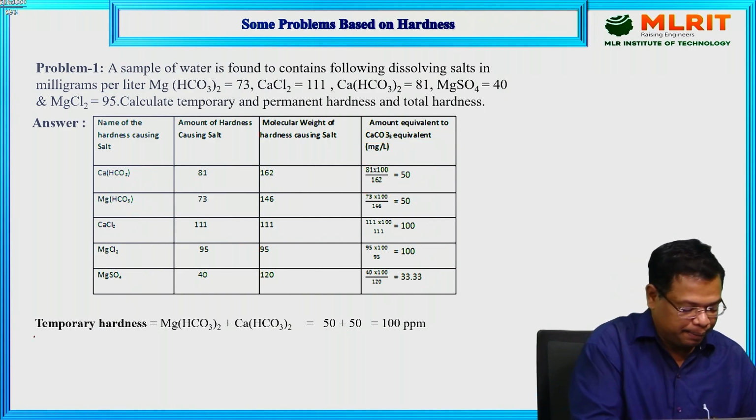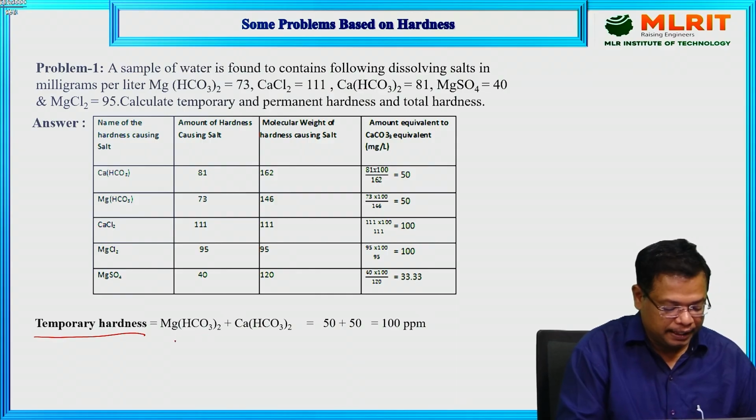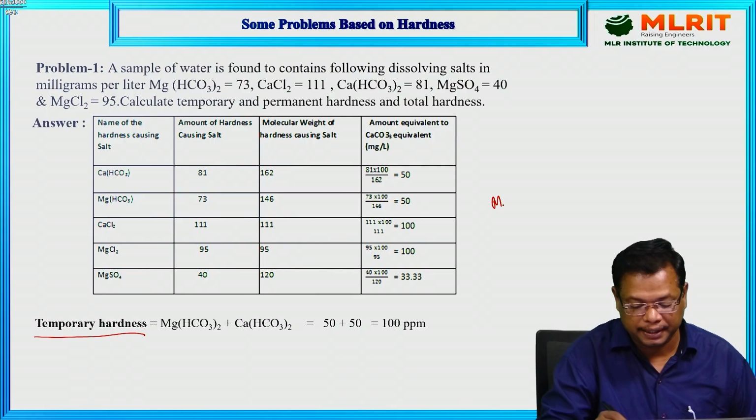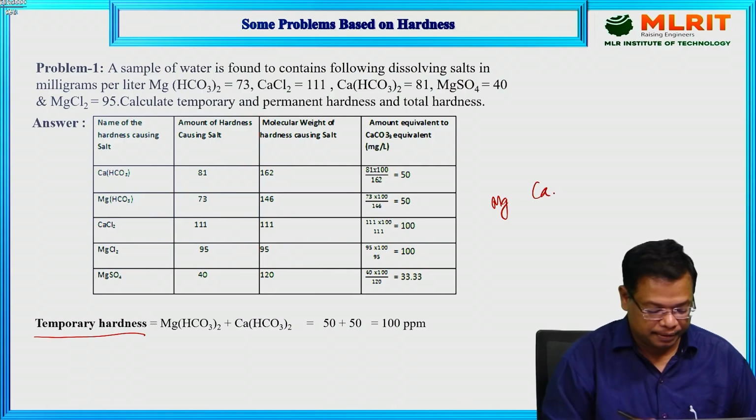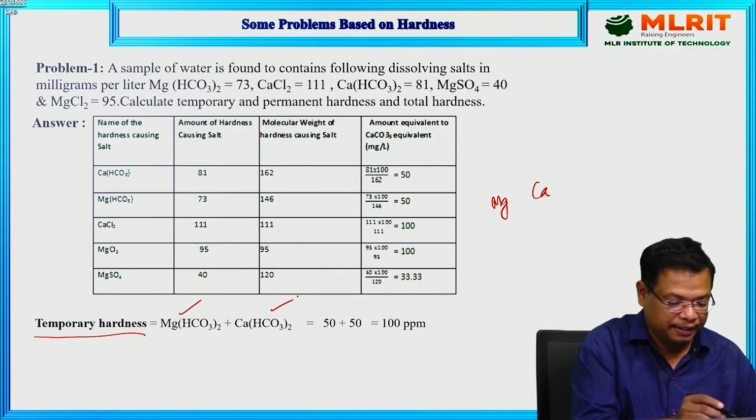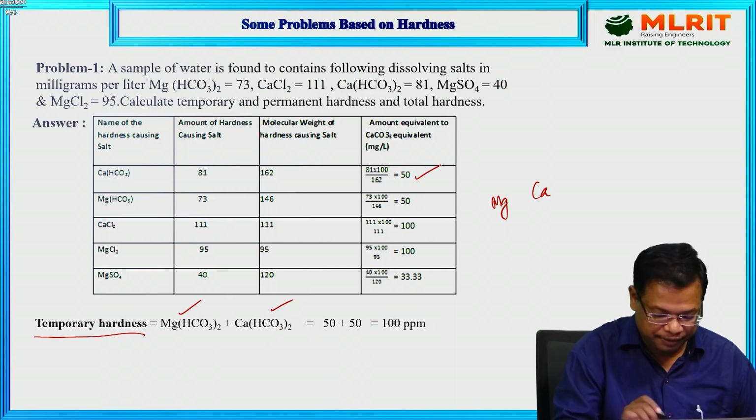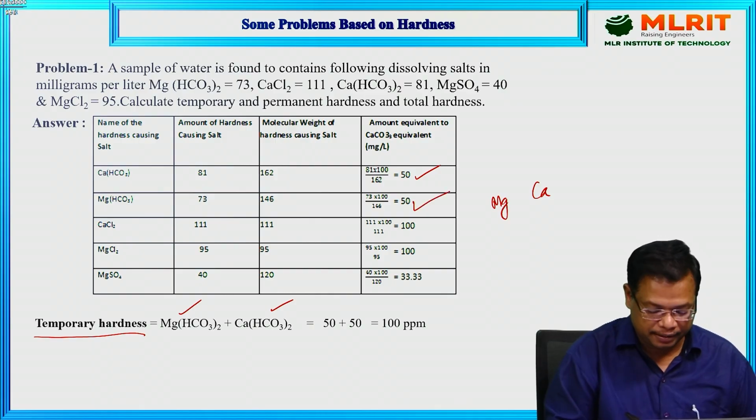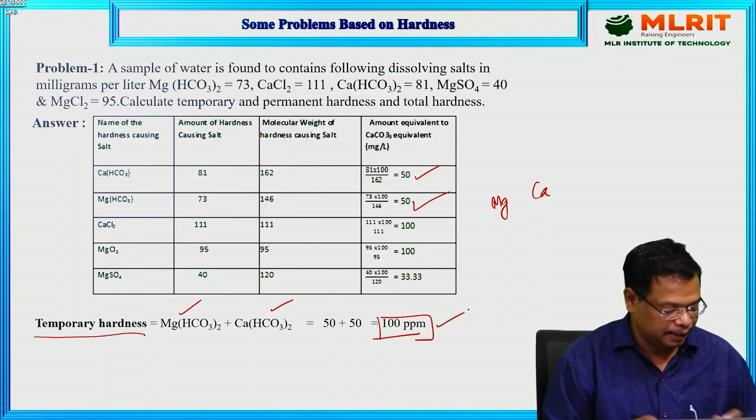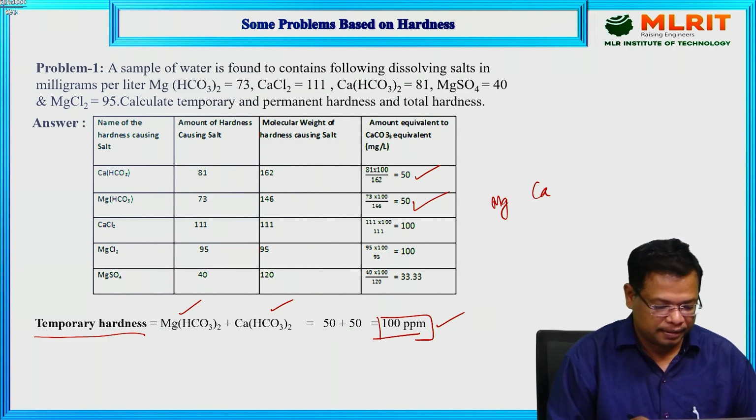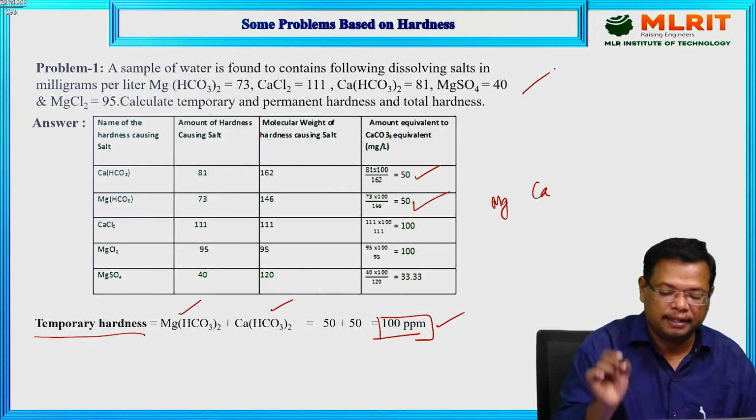Now, temporary hardness. What are the temporary hardness causing salts? Bicarbonates of magnesium and calcium. Now, two bicarbonates they have given. In calcium carbonate equivalents, we found already that calcium bicarbonate is 50 and magnesium bicarbonate is 50. So 50 plus 50 gives rise to 100 ppm. This is the temporary hardness of the given water sample.